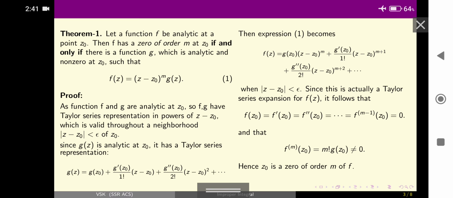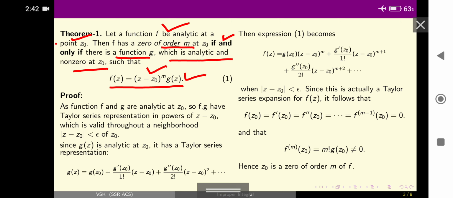It says: let function f be analytic at a point z naught. That is our first supposition. And f has a zero of order m at z naught. This will happen if and only if there is a function g which is analytic and non-zero at z naught such that f(z) is equal to (z minus z naught) to the power m into g(z). So if this happens, then f will have a zero of order m at z naught, or conversely, if f has a zero of order m, then f(z) can be written in this way.